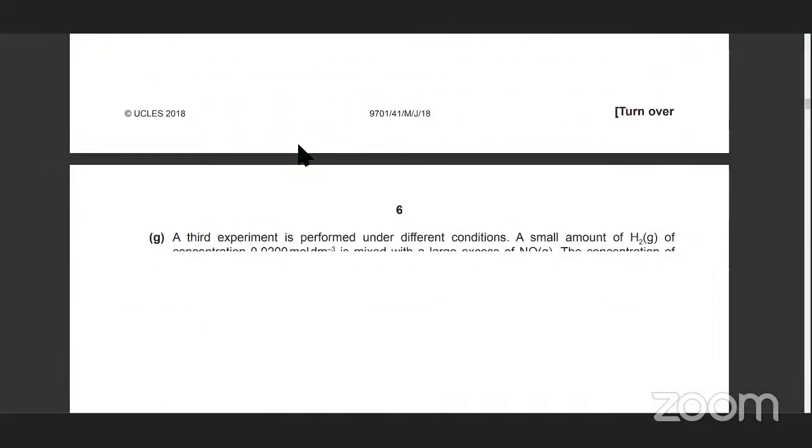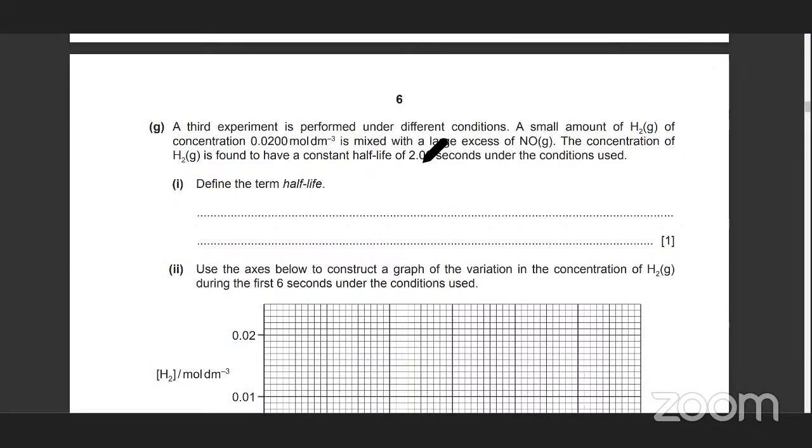So then the next one. A third experiment is performed under different conditions. A small amount of H2, of concentration 0.02 mole per dm cube, is mixed with a large excess of NO. So remember, whenever he says that there's a large excess of NO, that automatically assumes that NO concentration is a constant. So whenever you have a large excess of NO, its concentration becomes constant. The concentration of H2 is found to have a constant half-life of 2 seconds under the conditions.